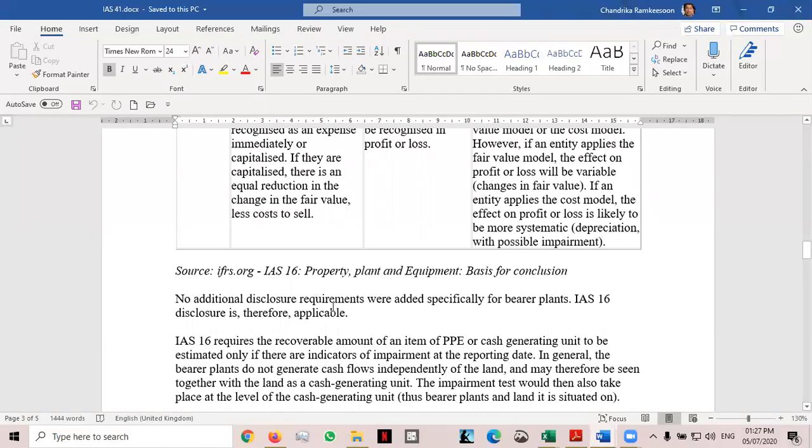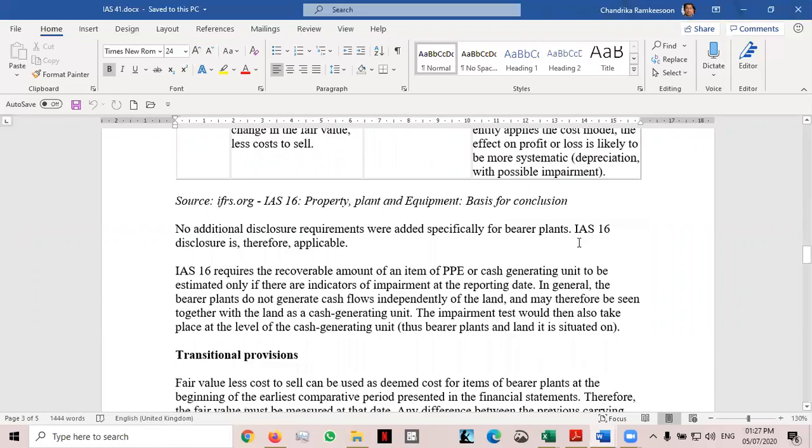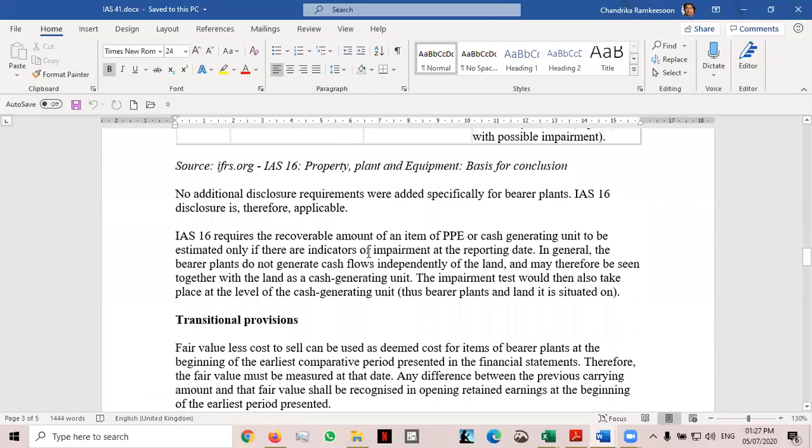No additional disclosure requirements were added specifically for bearer plants. IAS 16 disclosure is therefore applicable, meaning that all these bearer plants which were previously classified under IAS 41, but which are now classified under IAS 16, have no additional specific disclosure requirements. So they would fall under the same disclosure requirements necessary under IAS 16.